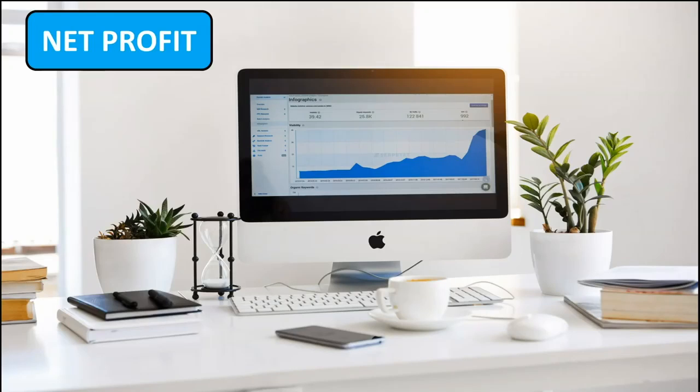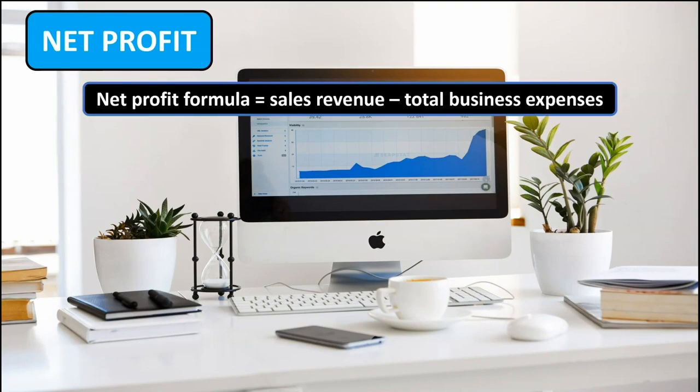So now we're going to move on to net profit. This is sometimes referred to as the bottom line. It is the amount of money that the business is left with after they subtract their total business expenses from their total revenue, as you can see from the formula that's on your screen now.